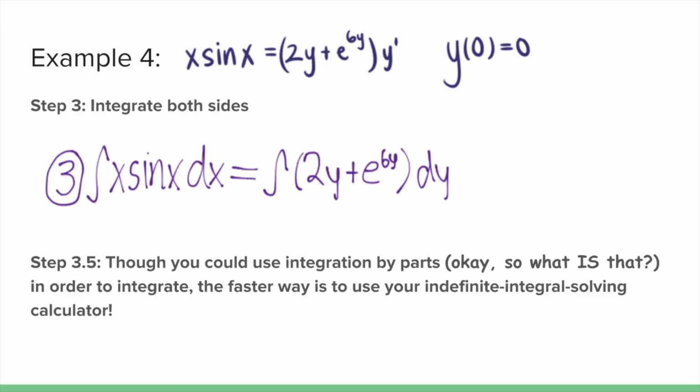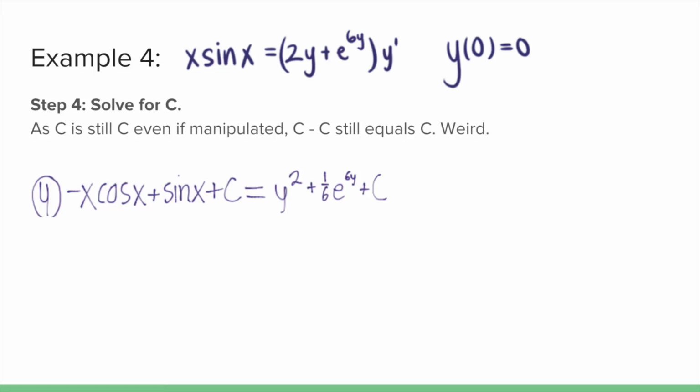Simple enough. Again, use a calculator here. Unless you want to integrate by parts, there's no way to solve this using traditional integration methods. Save yourself some time here and solve for the indefinite integral on your graphing calculator. The integration leaves us with, deep breath, negative x cosine x plus sine x plus c equals y squared plus 1/6 e to the 6y plus c.